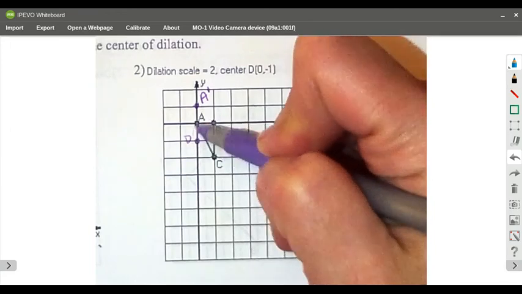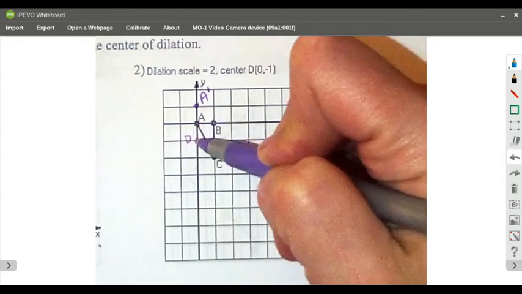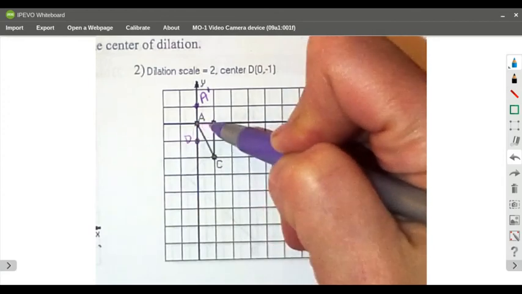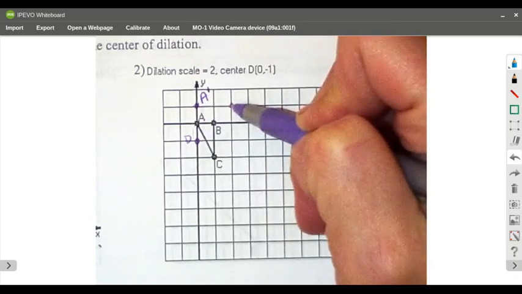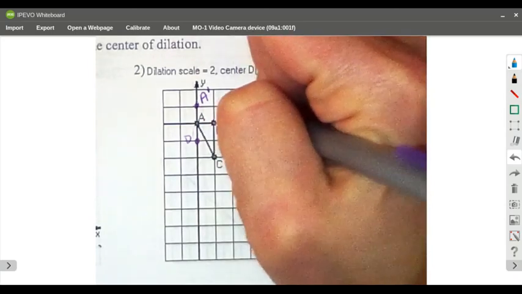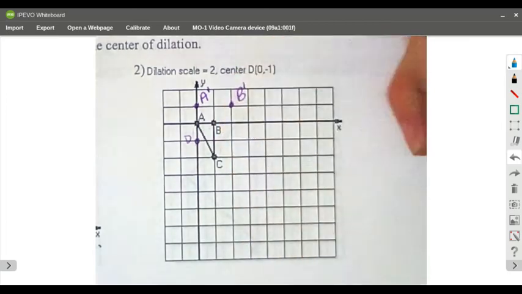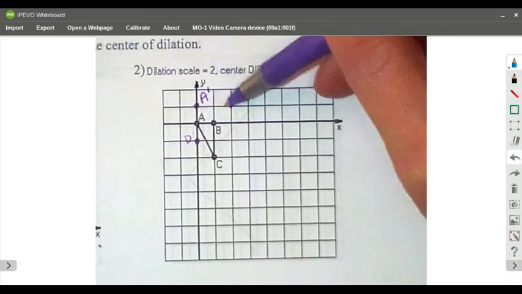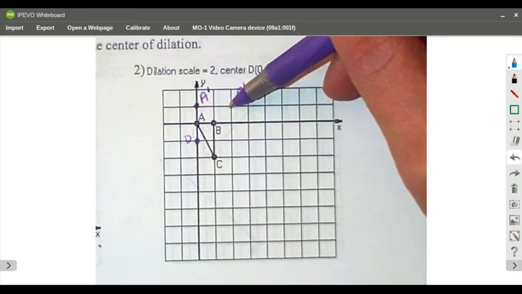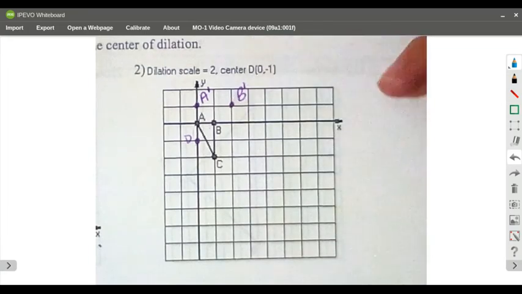So B is up 1, right 1 from D. So we're going to double those paths of up 1, right 1, and we're going to go up 2, right 2. Another way to do it is once you get one of your points in place, like once I got A prime in place, I know that AB is 1 unit, and so A prime, B prime has to be 2 units. So you could just make it 2 units over from A prime. That's another way you could do it.